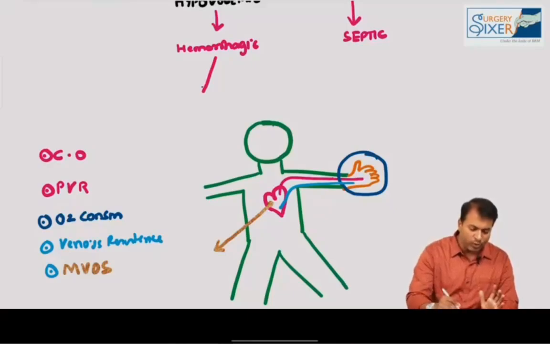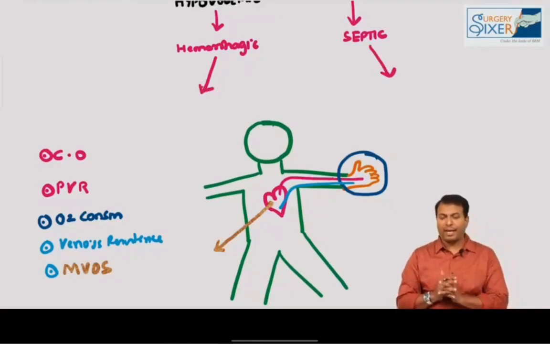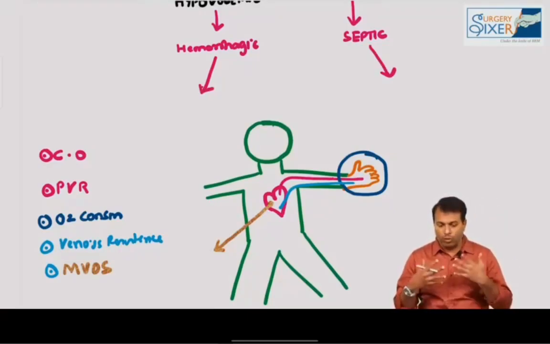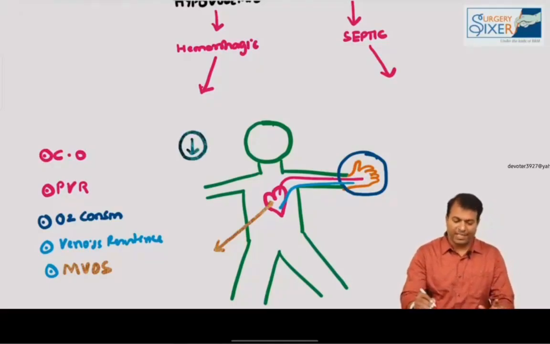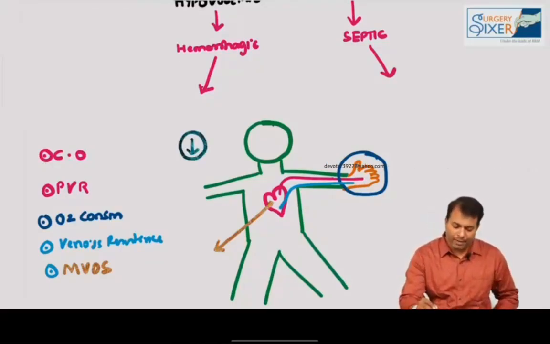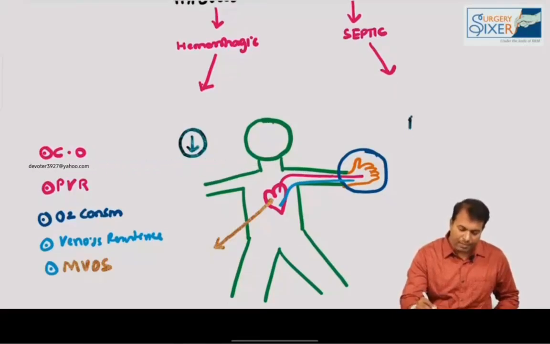Again I'm telling you, don't waste time on mugging up. Just understand what is happening. In a hemorrhagic shock, a patient is losing blood. Around 2 liters of blood is lost. Naturally, his cardiac output will be low or high? His cardiac output will be decreased. In septic shock, the blood is not lost, it is there in his body only. So cardiac output will be increased. Please remember, it is increased.